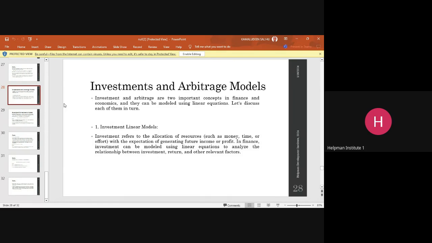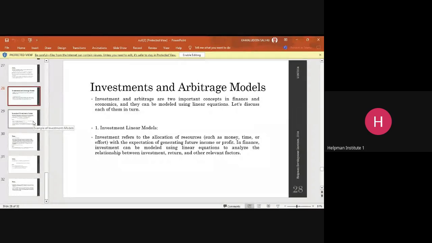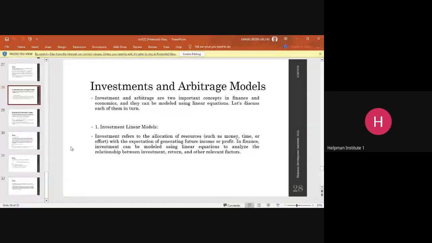So an investment can be modeled using the linear equation to analyze the relationship that exists between investment return and other relevant factors. Such factors include the time of getting income, the net revenue, and other associated factors that are related to the given model. So the nature of the model depends on the variables or the resources which are allocated to the given problem. So let's move to the next slide.